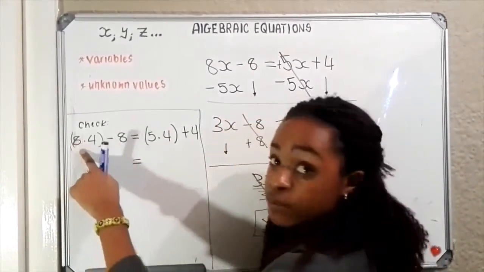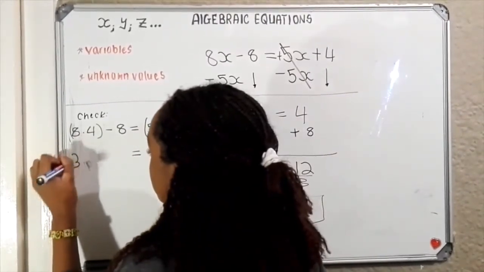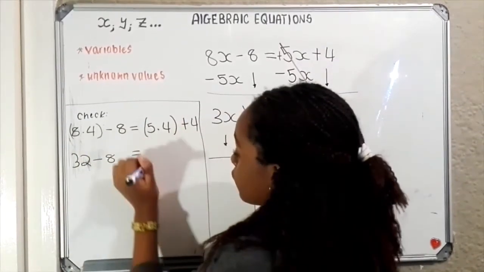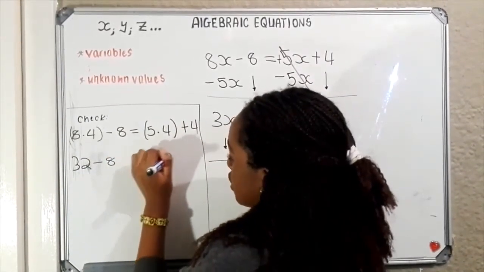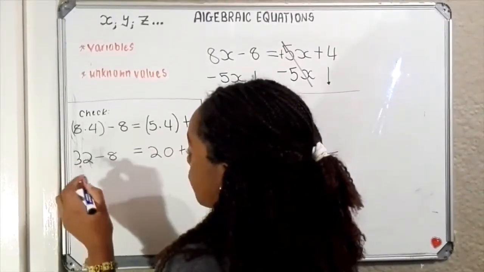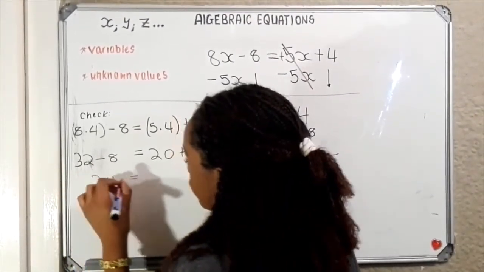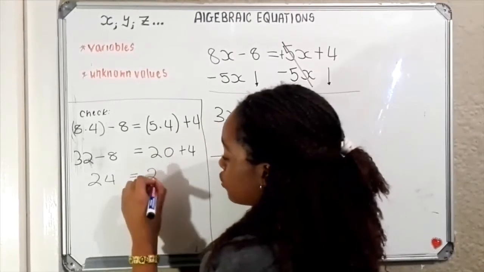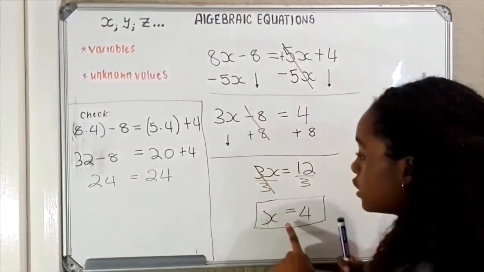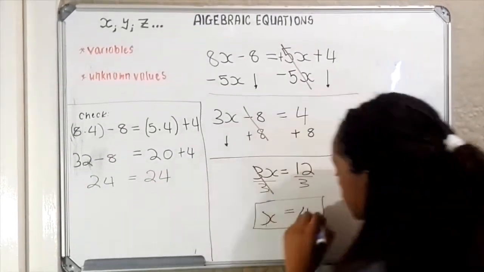So we start with the brackets first. 8 times 4 is 32 minus 8 on this side. 5 times 4 gives you an answer of 20 plus 4. All right, and so 32 minus 8 gives you an answer of 24, and 20 plus 4 is indeed 24. So the value of x is true, it's 4, and this equation is balanced. So this is indeed correct.